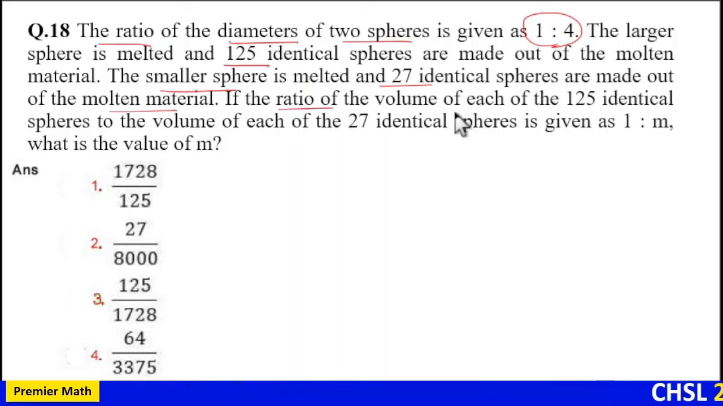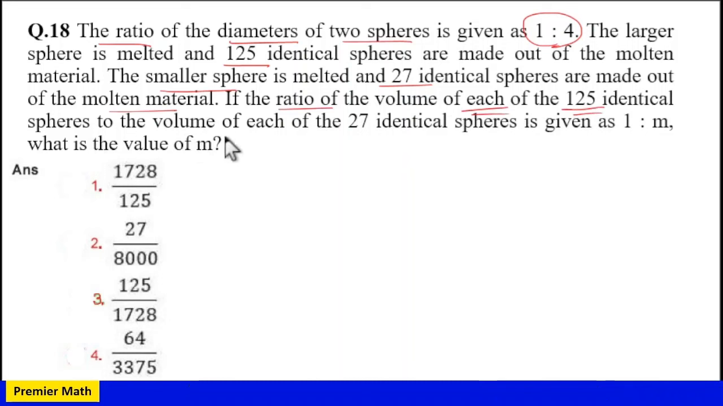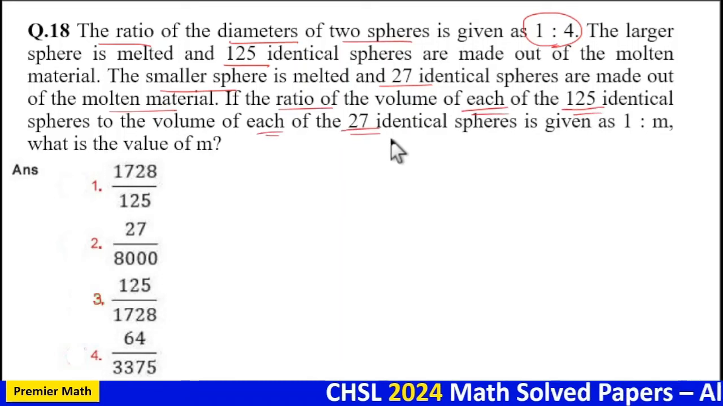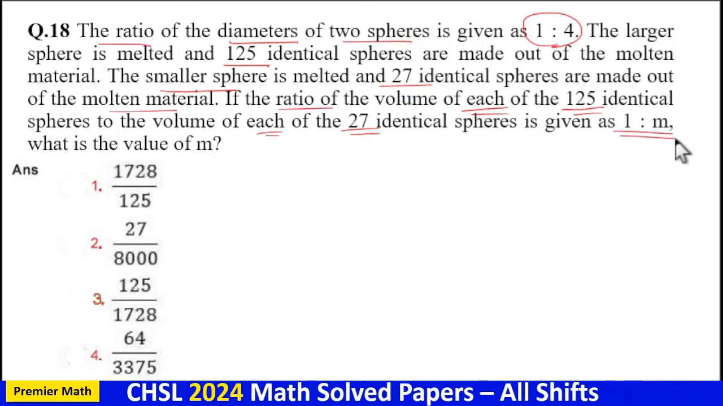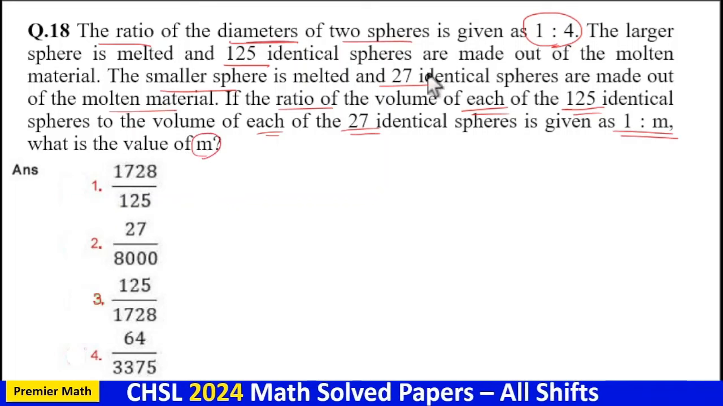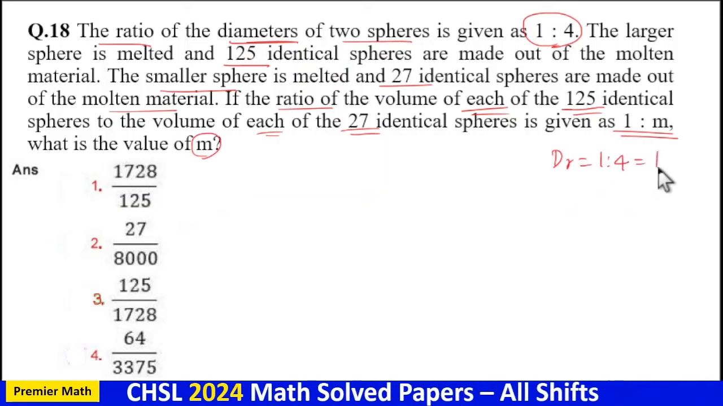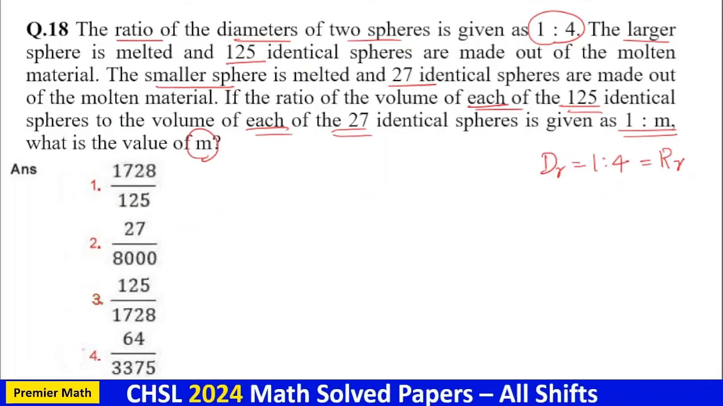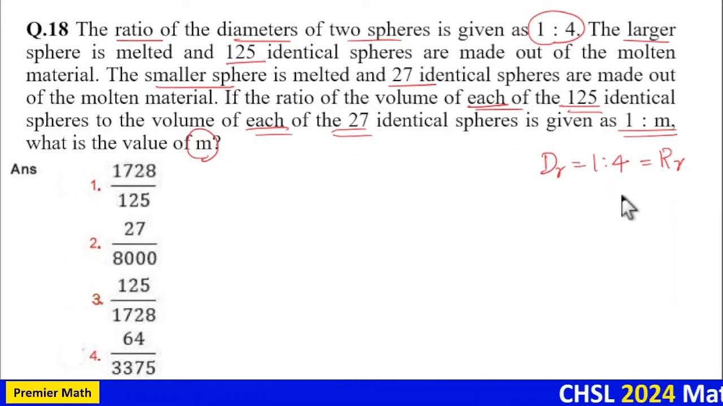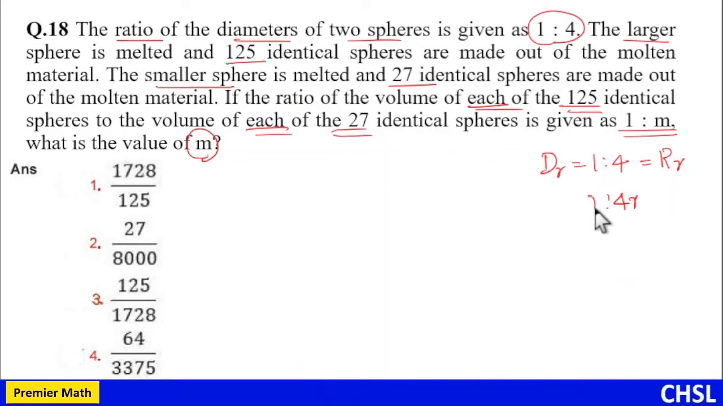If the ratio of the volume of each of these 125 identical spheres to the volume of each of these 27 identical spheres is given as 1:m, what is the value of m? Here, the diameter ratio is given as 1:4, which is the same as the radius ratio. That is, if the radius of the largest sphere is 4r, then the radius of the smallest sphere is r.